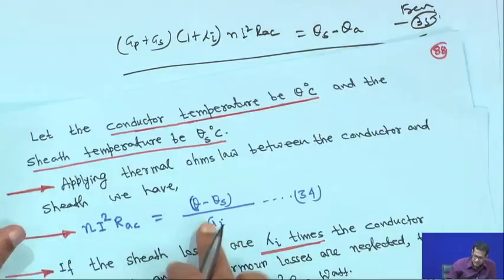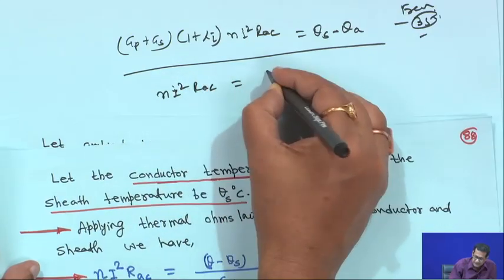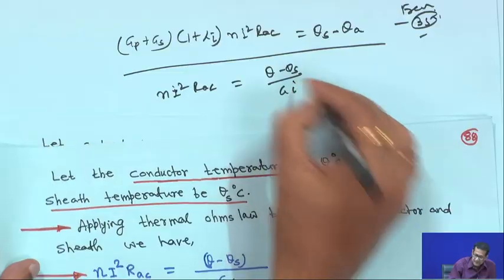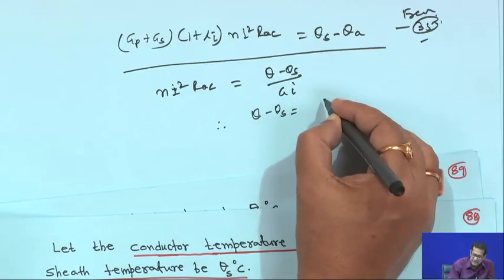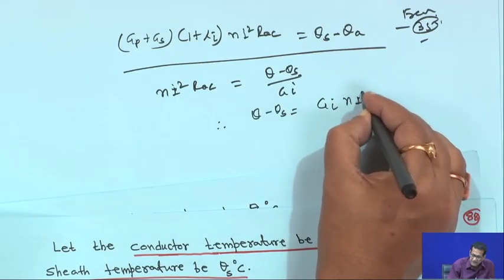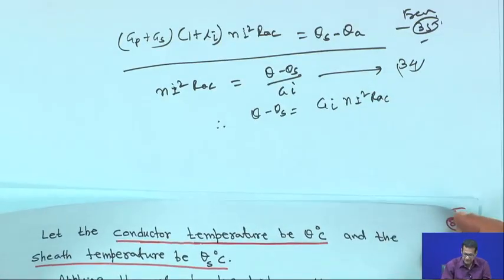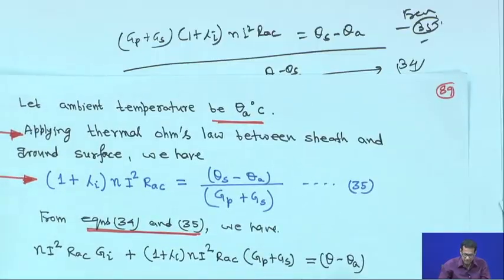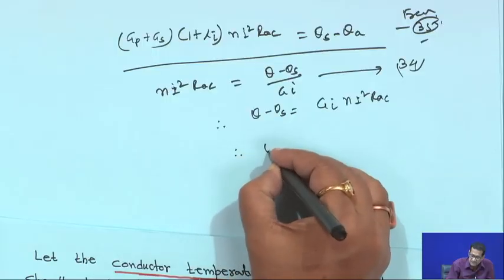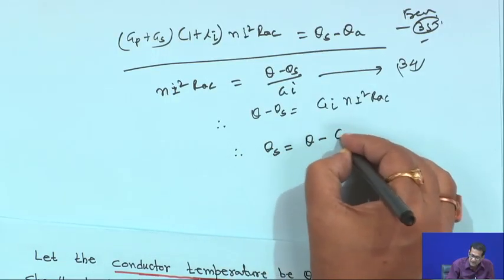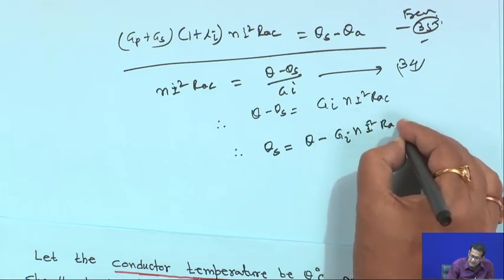From 34 we can write n I square RAC is equal to theta minus theta s divided by Gi. That means theta minus theta s is equal to Gi, then n I square RAC. This is from equation 34. Therefore, in equation 35, if you look, theta s is not there, that means you have to eliminate theta s. That means theta s is equal to theta minus Gi n I square RAC. This is the thing.